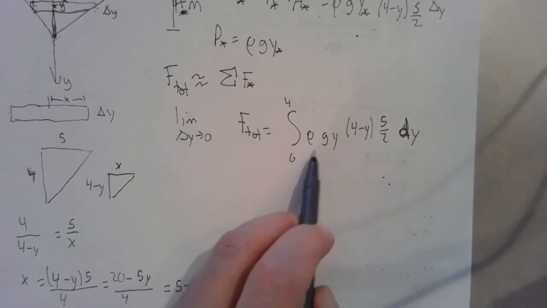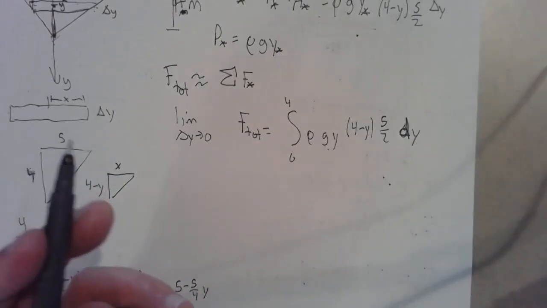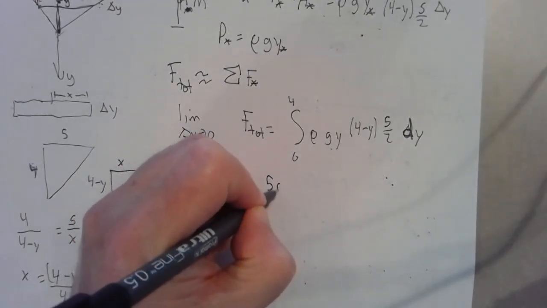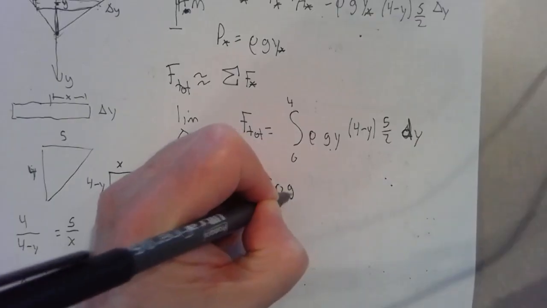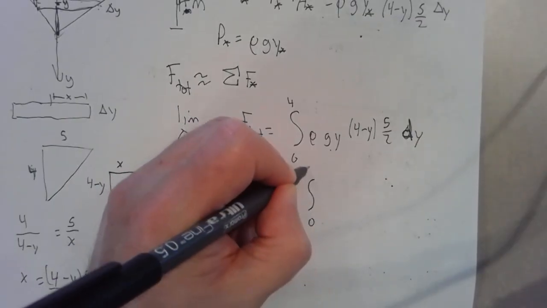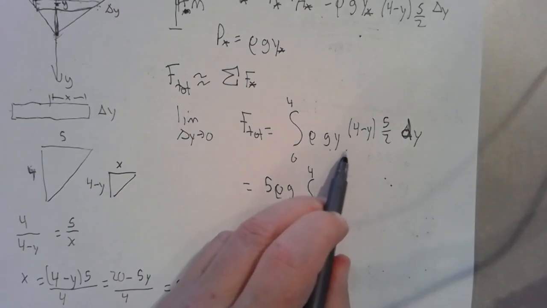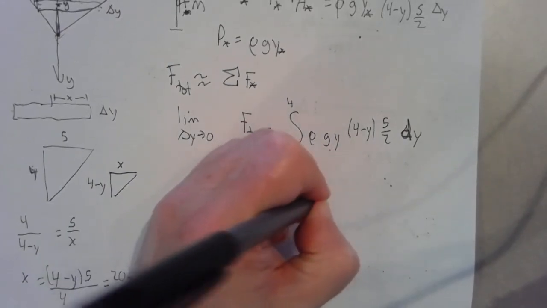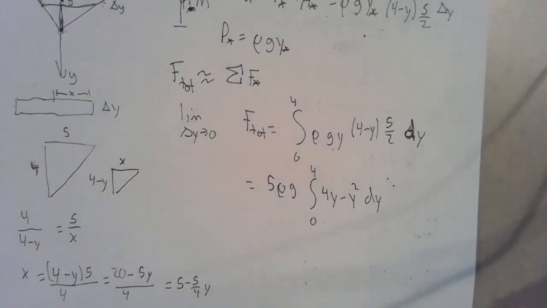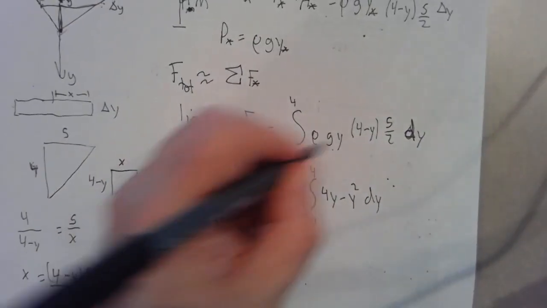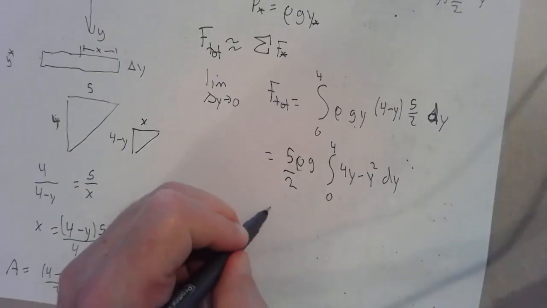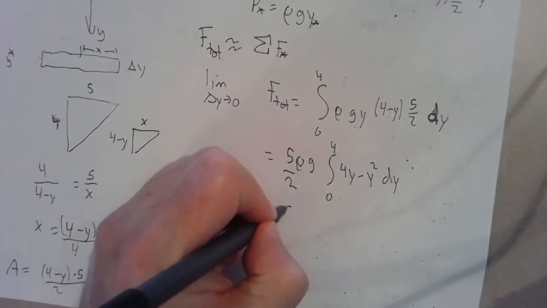Okay, the 5/2, the rho, the g, those are all constants. They can come outside the integral. So 5 rho g, we'll have the integral from 0 to 4. I'm going to go ahead and distribute this y. 4y minus y squared dy. That was 5/2 we pulled out. Now we just do the integral, the definite integral.